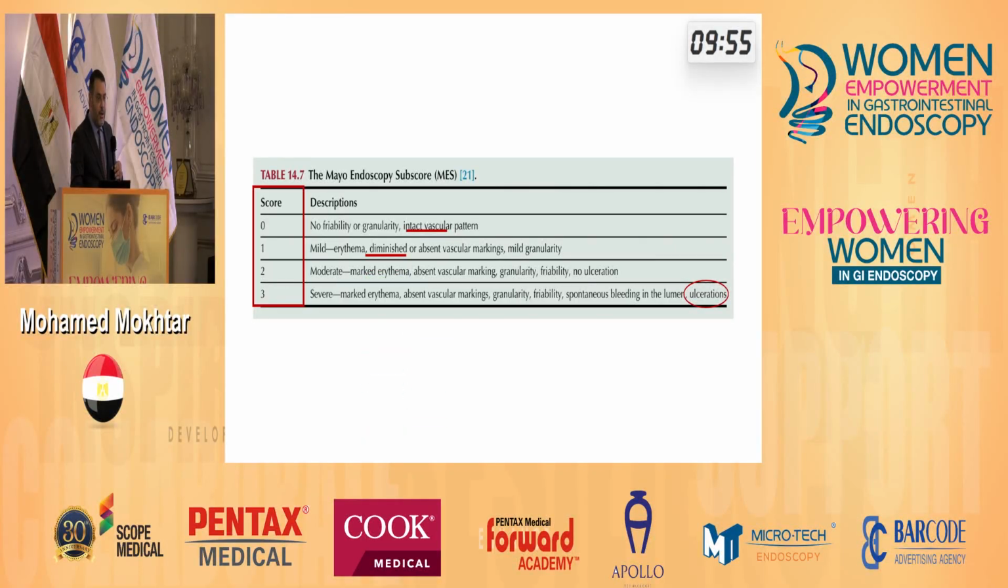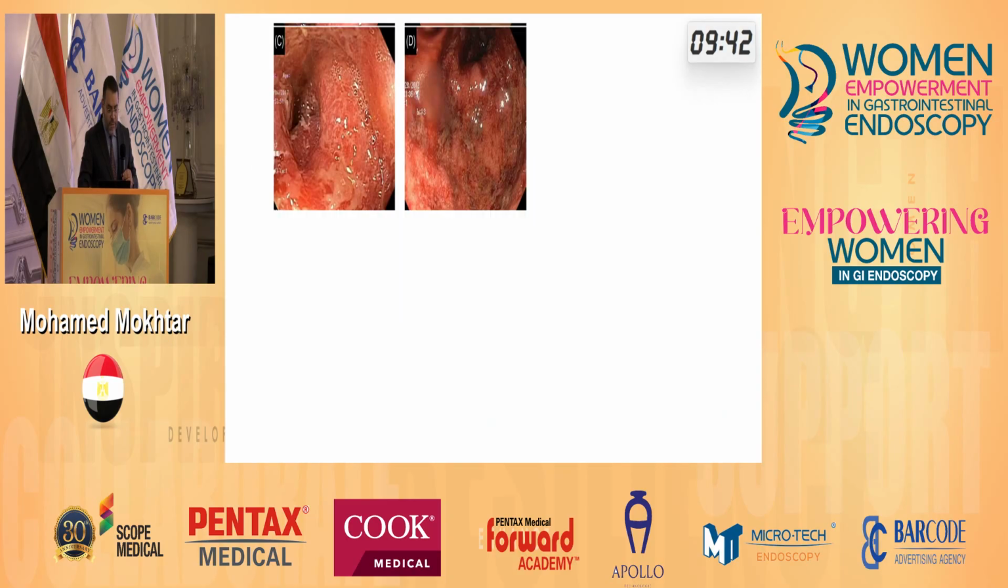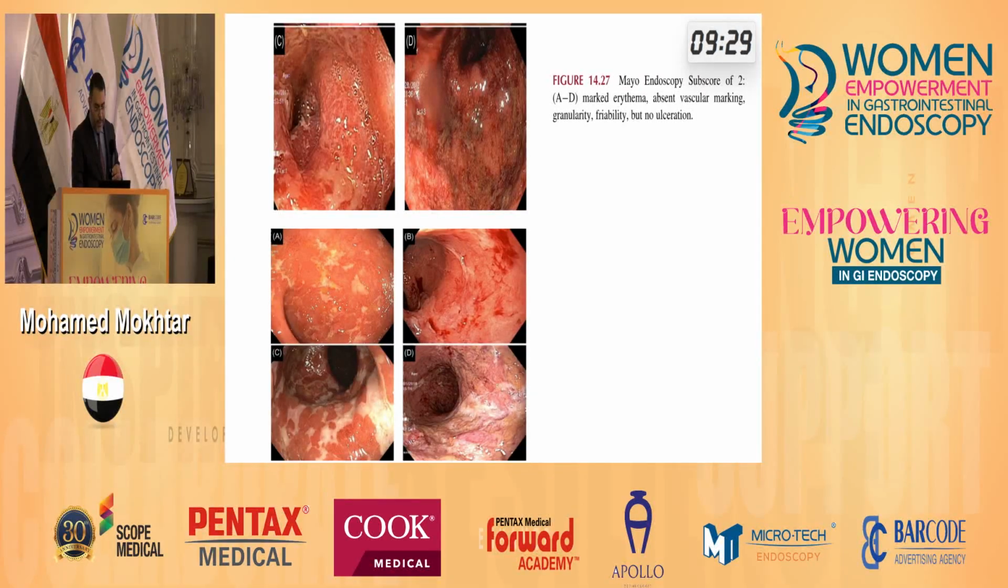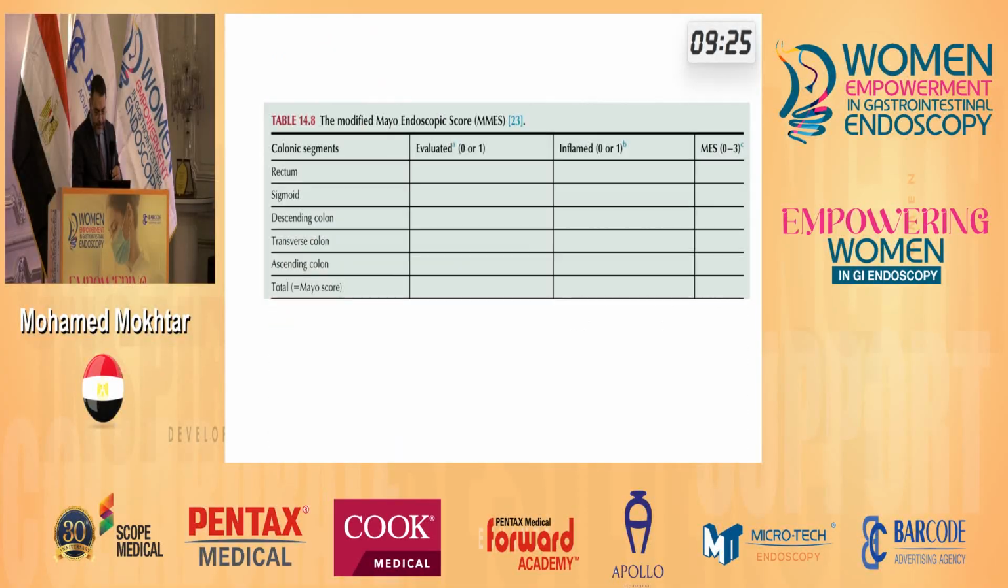Again, if there is an ulcer, you go to Mayo endoscopic 3. No ulcer, it's 0, 1, or 2. Marked erythema is 2, mild erythema is 1, and no lesions is 0. What about the modified score? For example, in figure D there is erythema and diminished vascularity but no ulceration, so this is Mayo score 2. This lesion has an ulcer, so it's Mayo score 3.